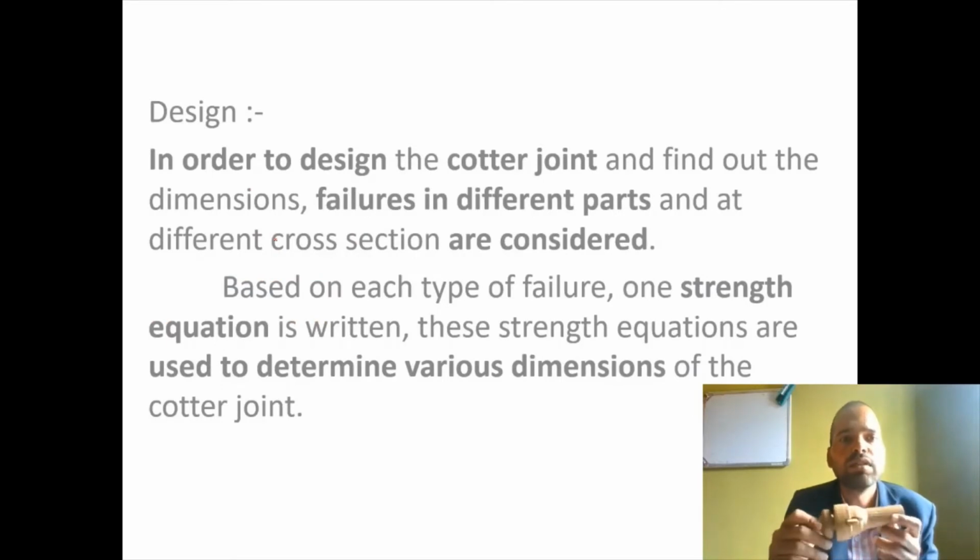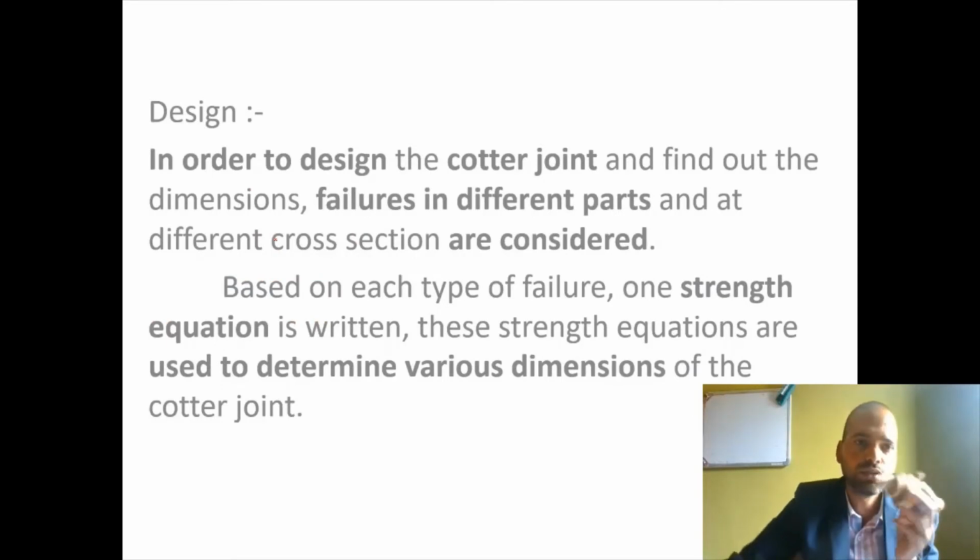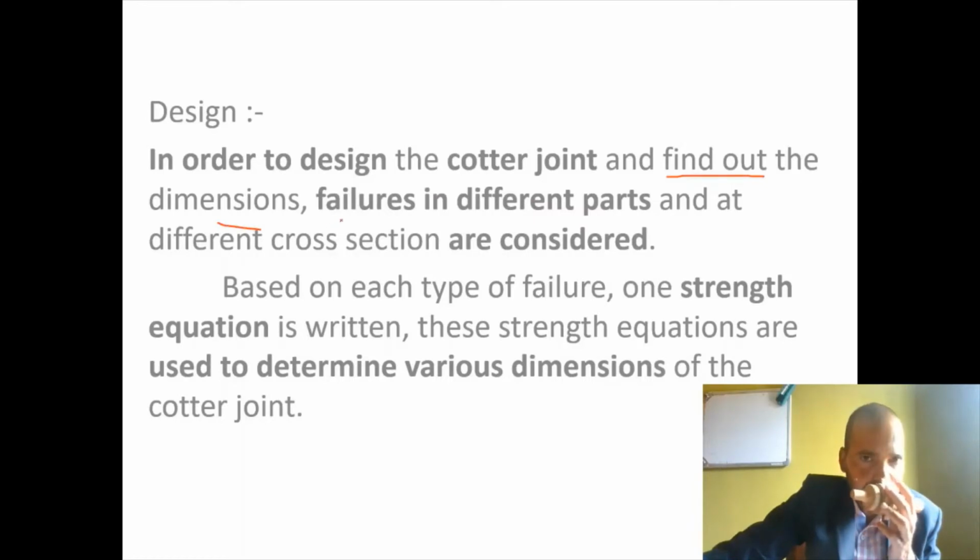Now we have to design the cotter joint. What do we have to actually do? The aim of the design is to find out the dimensions, and to find out those dimensions we are assuming different types of failure modes in different parts at different cross sections, and based on each type of failure at different components, we are writing strength equations.